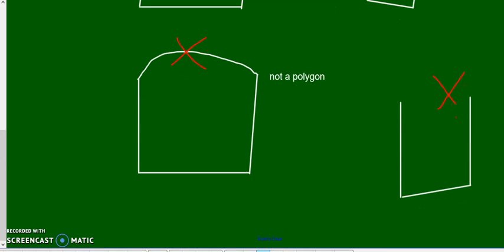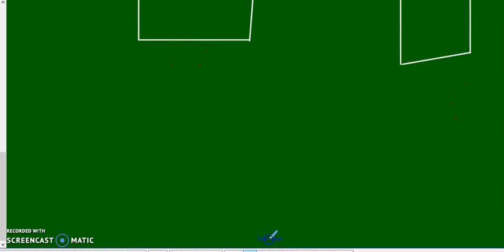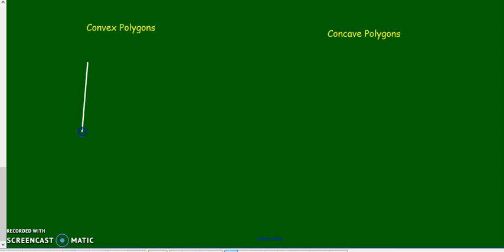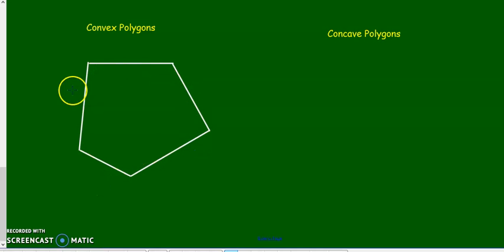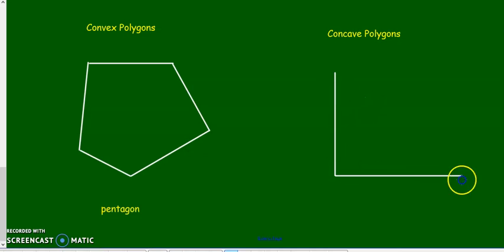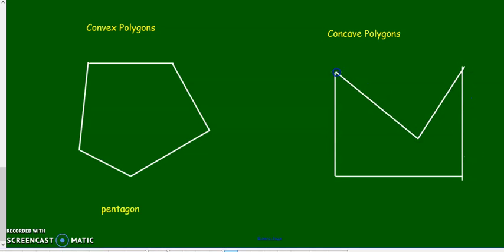So let's look at the 2 different types. We have convex and concave polygons. Let's write that down. So what is the definition of concave and convex polygons? Let's just do something like this. Here we have a 5-sided polygon. This is called a pentagon. And let's draw something like this over here. This one will be concave. Well, this one over here is also a pentagon.